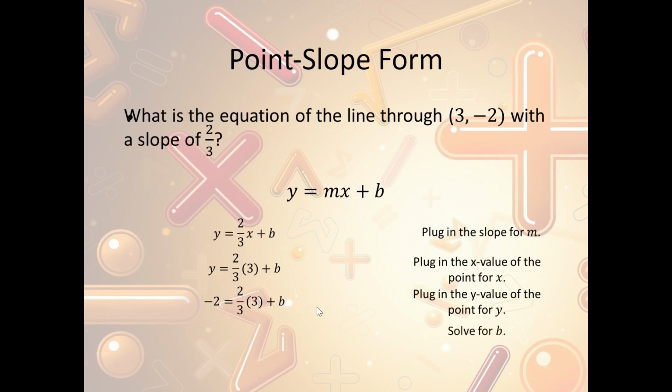Now we can solve for b. We get 2/3 times 3, which when we multiply this out, we get 6/3, which is the same thing as 2. So we got negative 2 is equal to 2 plus b. Now we just solve by subtracting 2 from both sides. And we're left with b is equal to negative 2 minus 2, which is negative 4. So b is negative 4. That is the y-intercept. Now we can put that into the equation. So we have y equals 2/3 x, because that was our slope, and b is negative 4, so that's our equation.